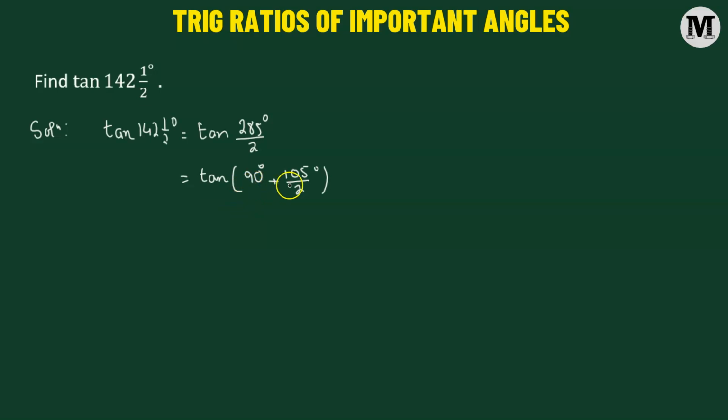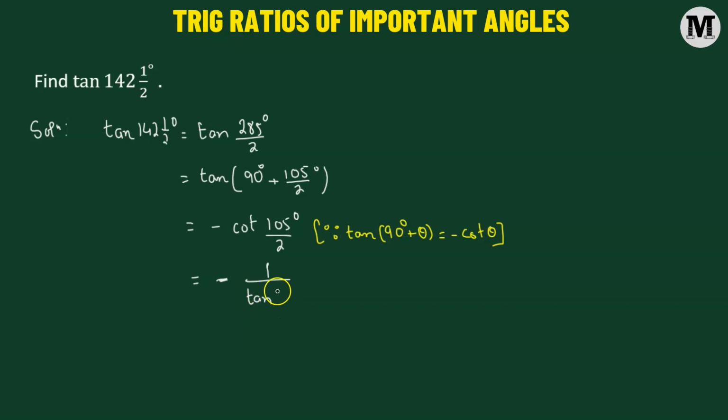But tangent of 90 degrees plus theta becomes negative cotangent of theta. So we get negative cotangent of 105 degrees over 2. Now we know that the cotangent function is the reciprocal of the tangent function, so this can also be expressed as negative of 1 over tangent of 105 over 2 degrees.